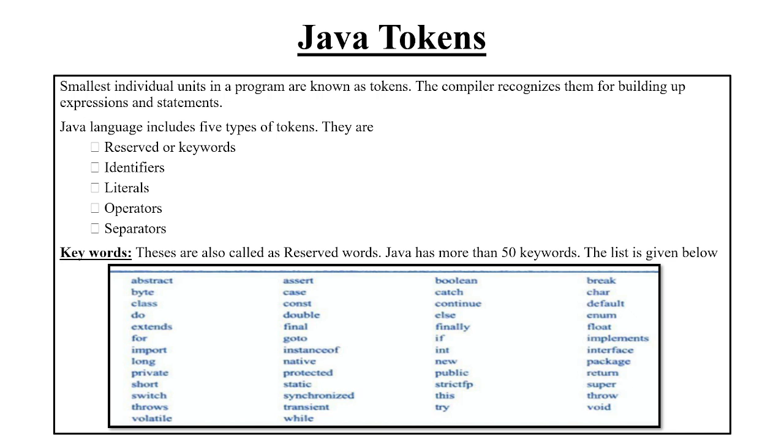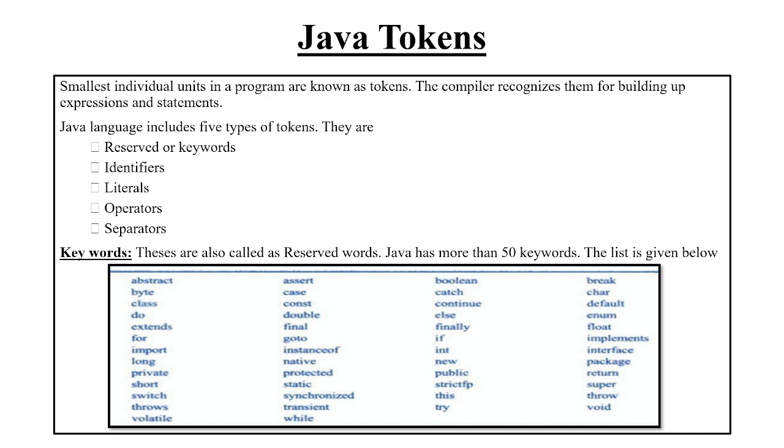And in Java, we have 5 types of tokens. One is a reserved word or keywords. Second one is identifier. Third one, literals. Fourth one, operators. And fifth one is separators.